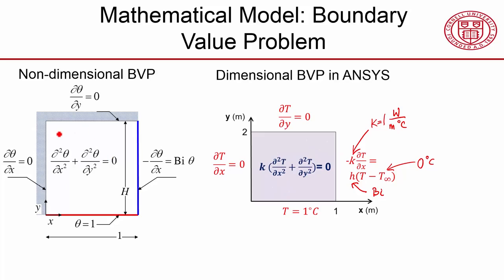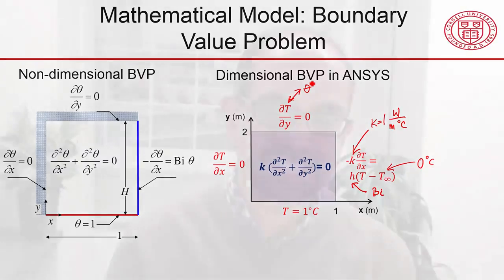When I do that, this boundary condition looks exactly the same as that, and then this dimensional boundary value problem looks exactly like the non-dimensional boundary value problem. And ANSYS will report the temperature in degrees Celsius, but I can interpret that as the non-dimensional temperature theta. Okay, so T and theta will be the same if we do that. So that's a trick to solve that non-dimensional problem in ANSYS.